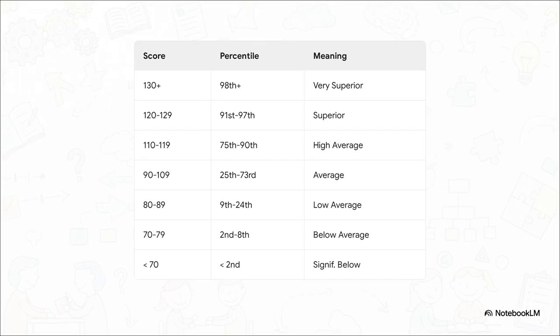As you can see, a score between 90 and 109 falls right into the average range, sitting between the 25th and 73rd percentiles. If a score drops below 70, you're looking at the significantly below average range, which is below the 2nd percentile. Keeping this chart handy is a total game changer because it helps you instantly translate all that academic jargon into clear, real-world comparisons.